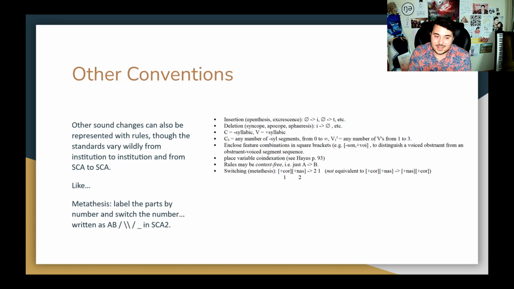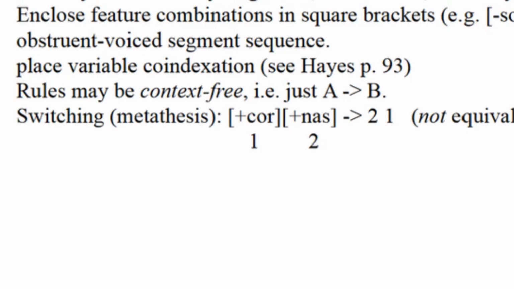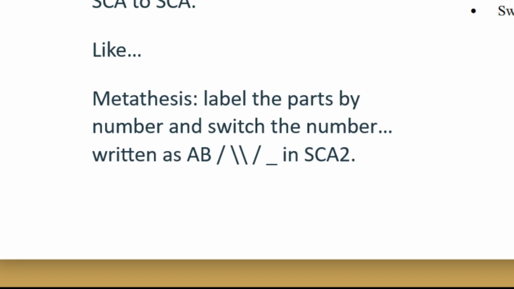Like for example, metathesis, you switch the order of two sounds. The example that I have over to the right shows it as just putting a 1 and a 2 under the sound traits and then having the arrow, and then the output just has those things as 2, 1 instead of 1, 2. But in the SCA squared sound change applier, it would be like category A, category B turns into, and then you just write 2 backslashes and then underscore for all situations. Again, choose what you like best and just do whatever looks the most aesthetic to you.